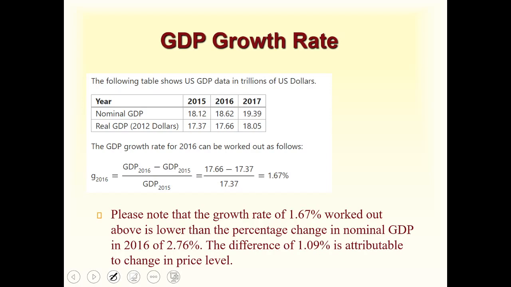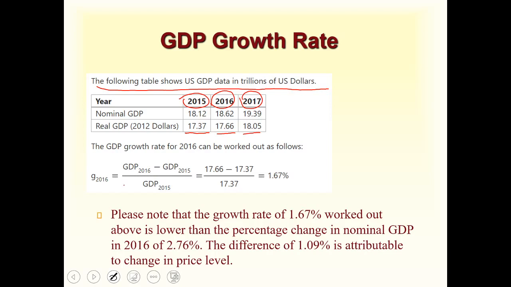So we will just discuss an example here, which will make the concept much clearer. The following table shows the GDP of United States in trillions of US dollars. The nominal GDP in 2015 is $18.12 trillion, in 2016 18.62, and in 2017 19.39. And the real GDP in terms of 2012 prices is 17.37, 17.66, and 18.05. So how do we calculate the GDP growth rate?